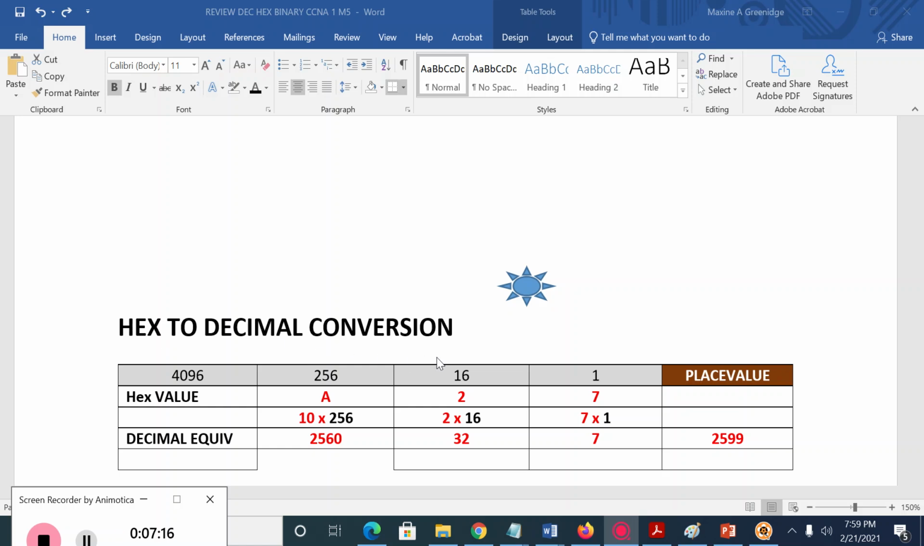This is a straight hex to decimal conversion, as we saw in the presentation. For the values A, 2, 7, the place values are 256, 16, and 1. All we do is multiply. A is 10 multiplied by 256, which is 2560. 2 times 16 is 32. 7 times the place value of 1 is 7. So if we add 2560 plus 32 plus 7, we get the value of 2599. So that is the conversion of A27 in hexadecimal to its decimal equivalent.